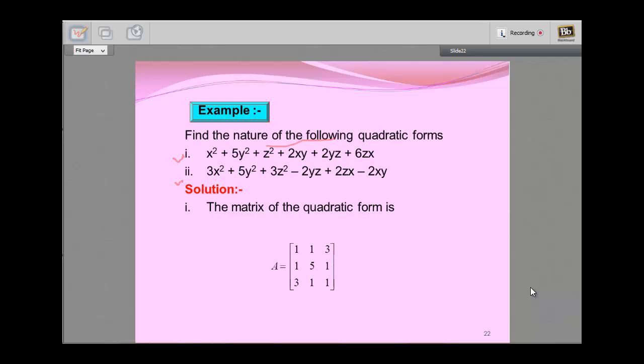Nature means you have to tell whether it is positive definite, negative definite, or indefinite. To decide this we have to find the eigenvalues, because the definition of definite is that if all the eigenvalues are positive, then it is definite. So let us see. This matrix is given, and we have to find the eigenvalues first.